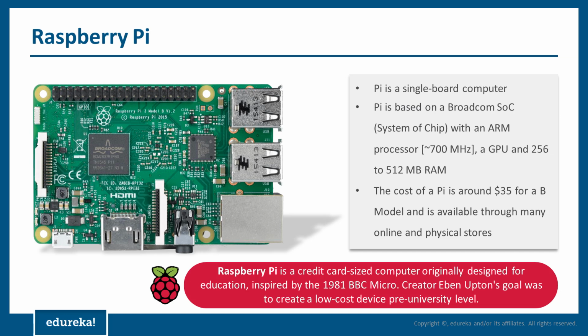It's got a Broadcom SoC ARM processor and a GPU. Imagine, it's got a GPU and 256 to 512 MB RAM. Actually, Model 3B Plus has got 1 GB of RAM, and the cost of the Pi has always remained around $35. You can order it from many online stores, so Amazon and Flipkart and many others support that. It's a very common item.